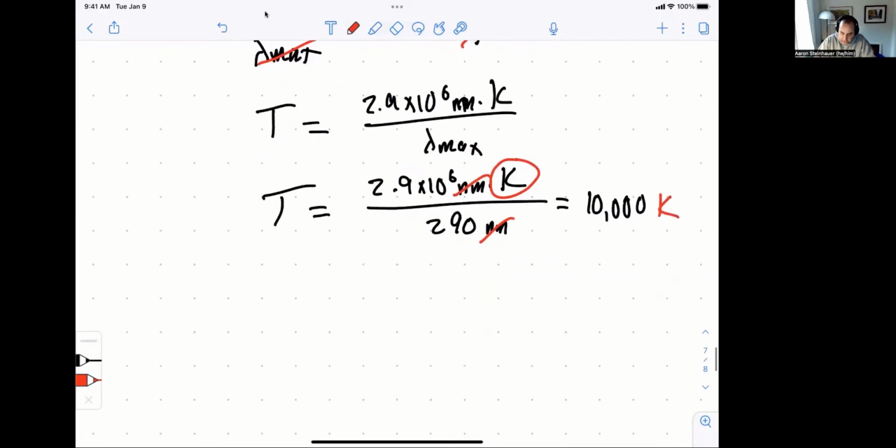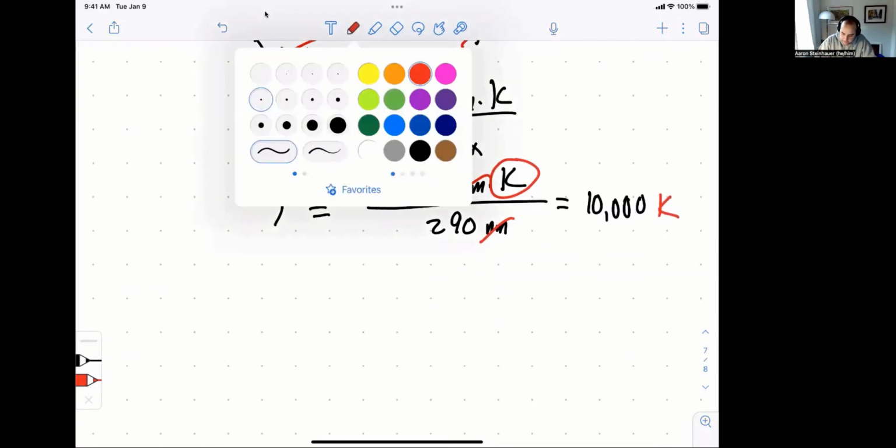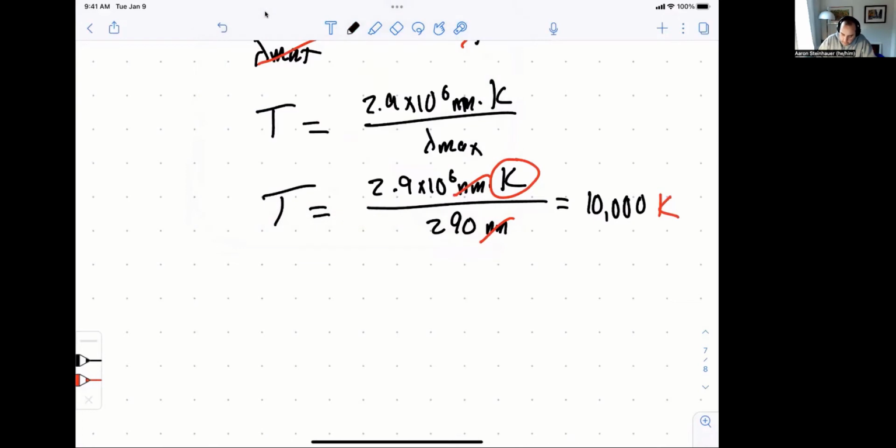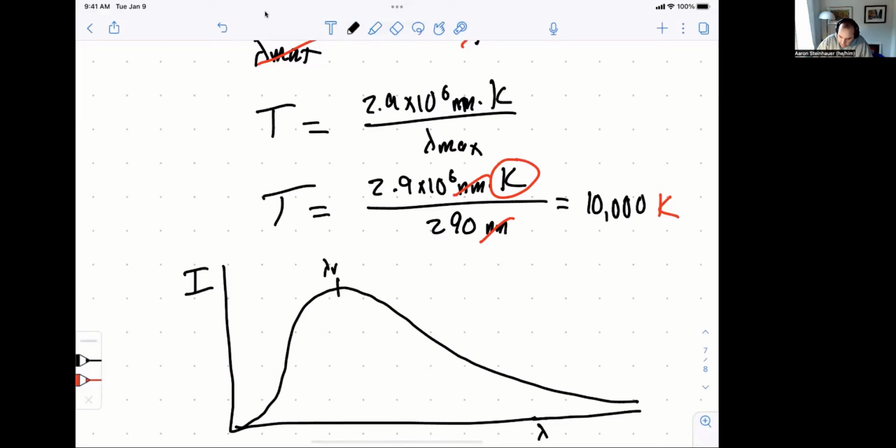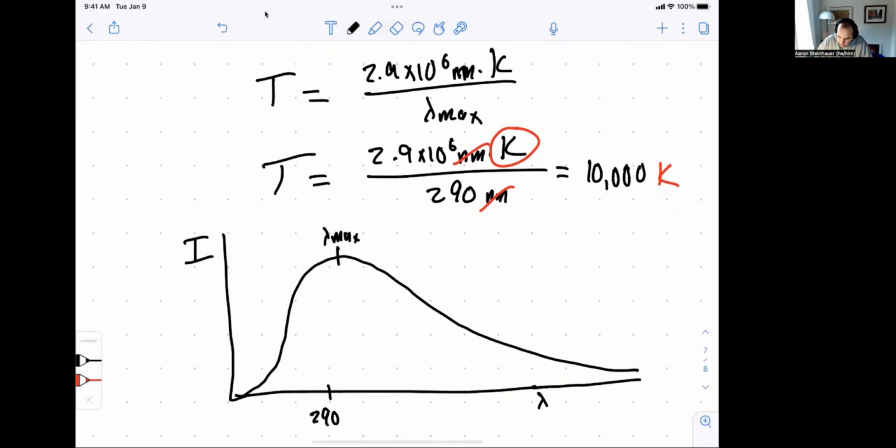And just to remind you what this looks like, what are we doing here? Well, we're plotting a spectrum which plots the intensity of an object's light, how much light it's giving off, as a function of wavelength, and what is that lambda max? It is the peak of the distribution. So it's going to look something like this, and that's lambda max. And in this particular case, that happened at 290 nanometers.